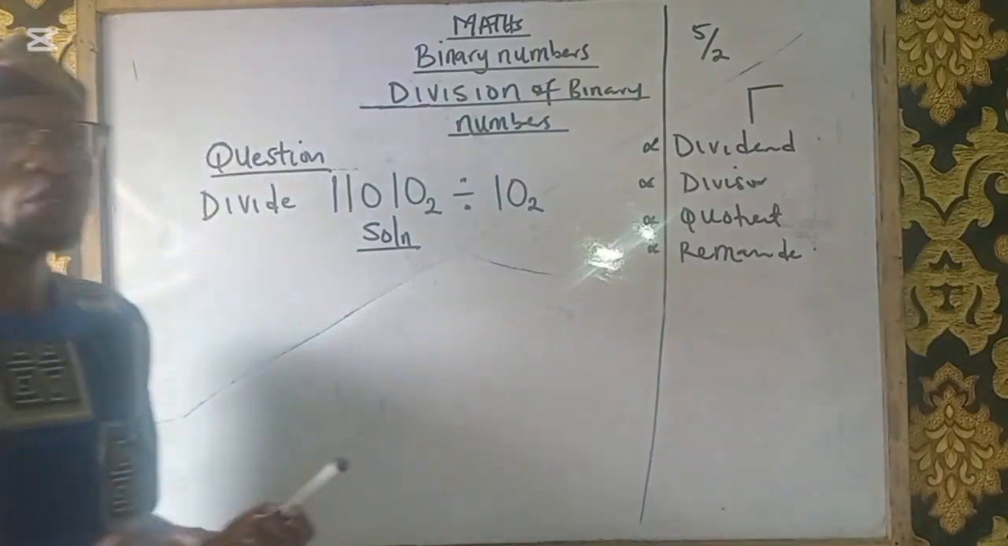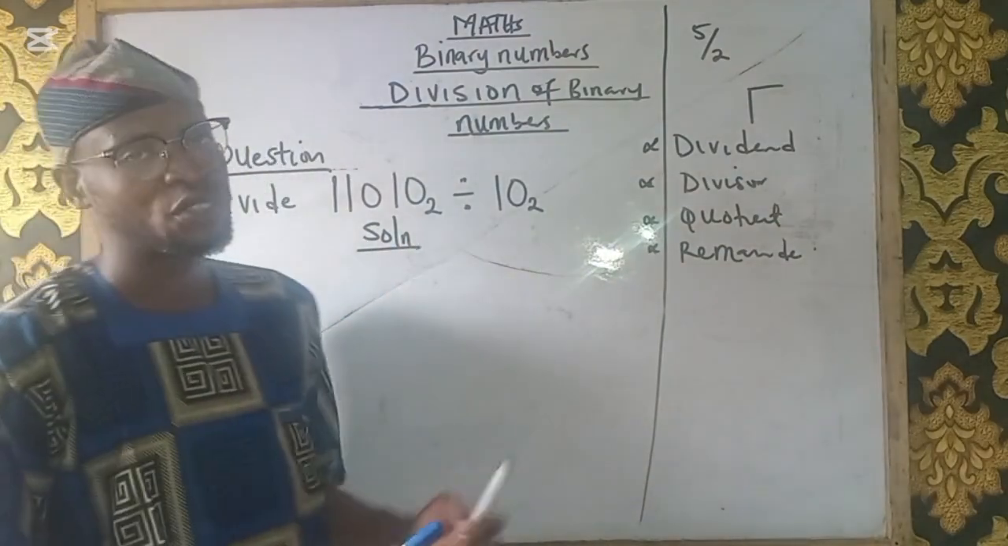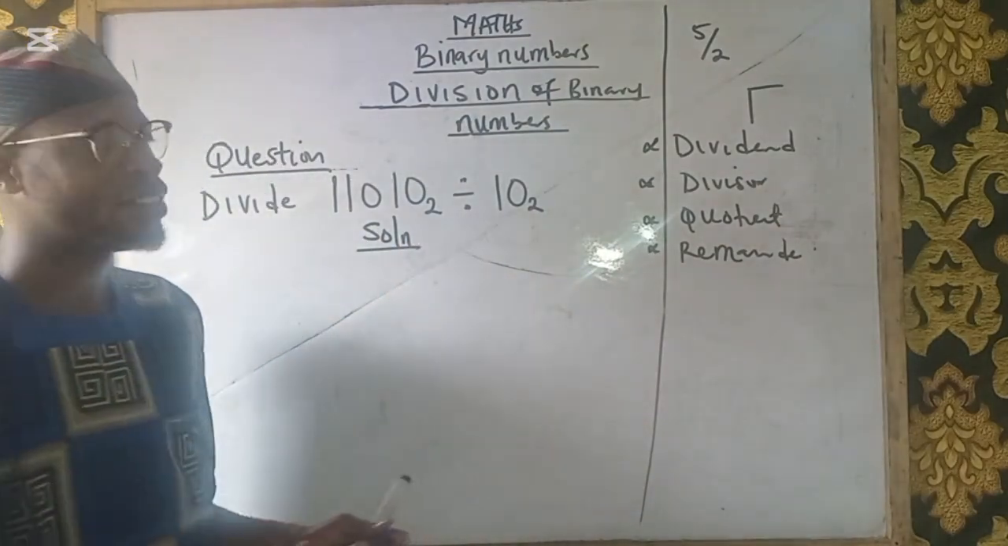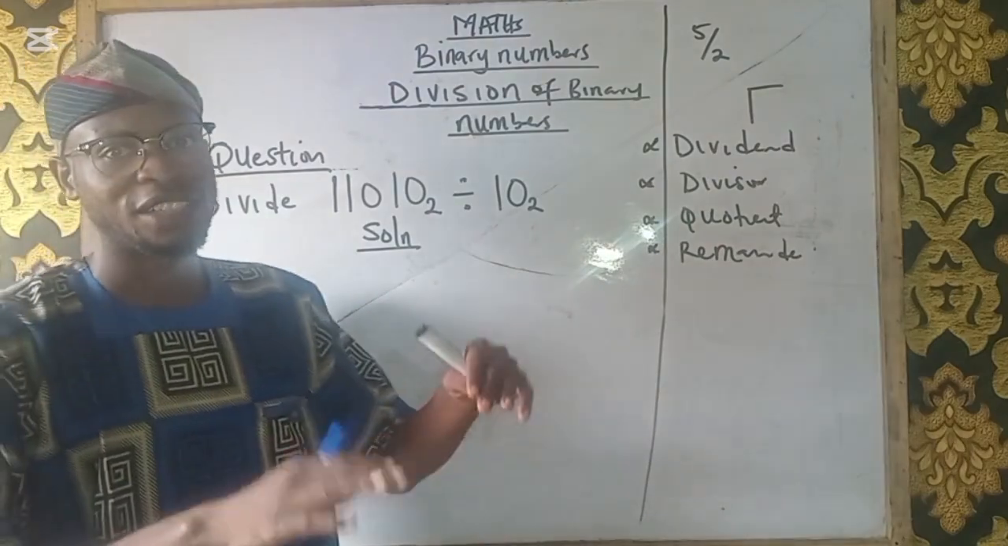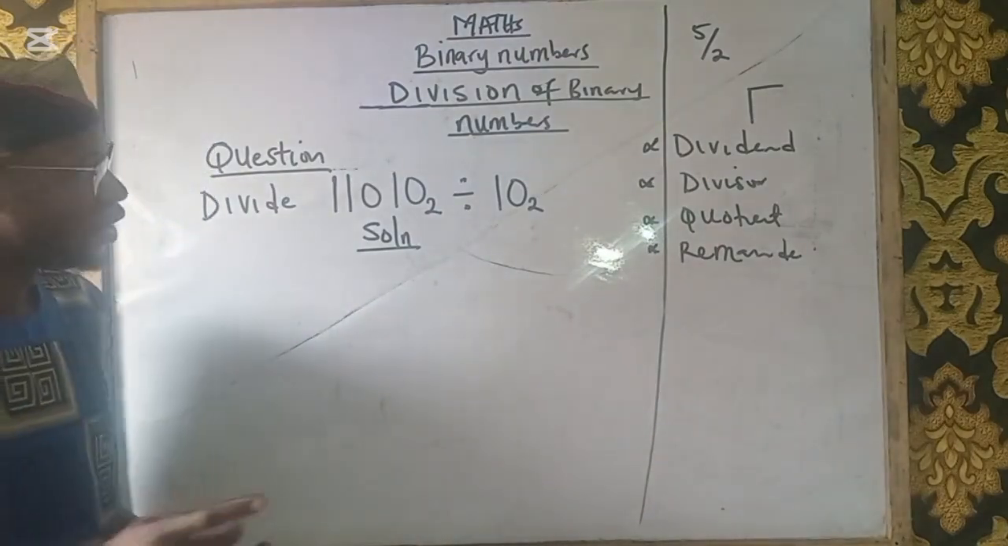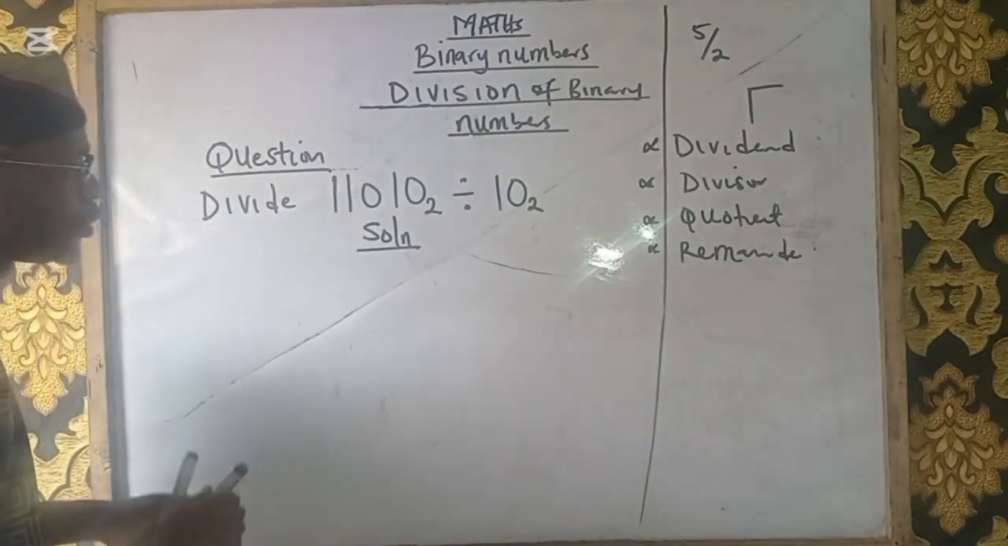The dividend is what you want to divide, while the divisor is what you are using to divide that thing. The quotient is the answer we get on top, while the remainder is the answer we get below. Now, let's apply the same principle to this.